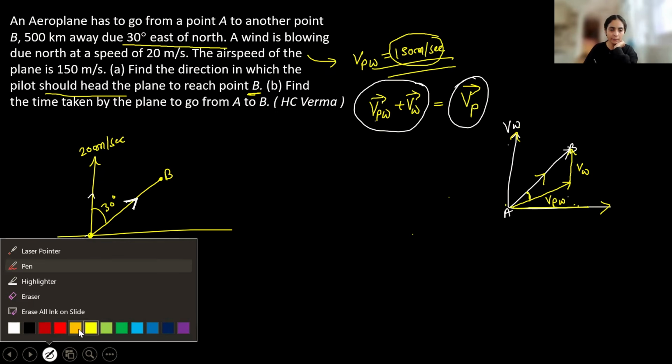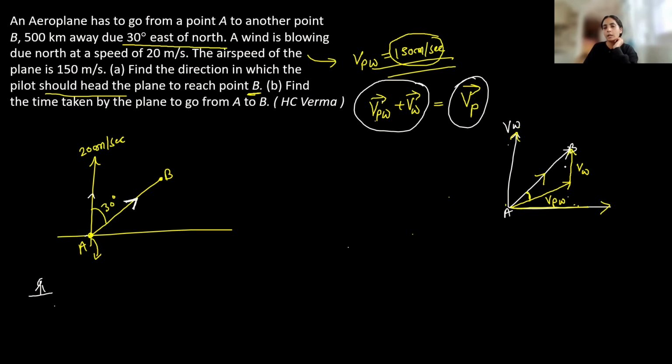You can easily do it by using mathematics. So VW is known, right? That is 20 unit, and VPW is known, that is 150 unit. Okay, and this angle, I mean this angle is known. This angle is how much?